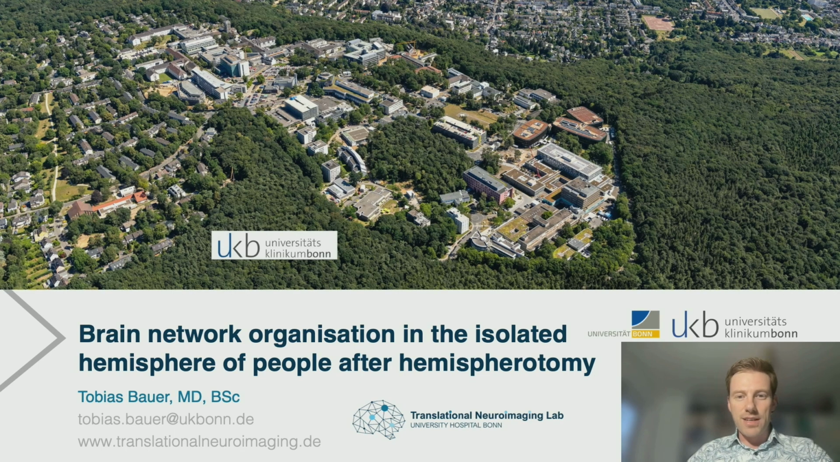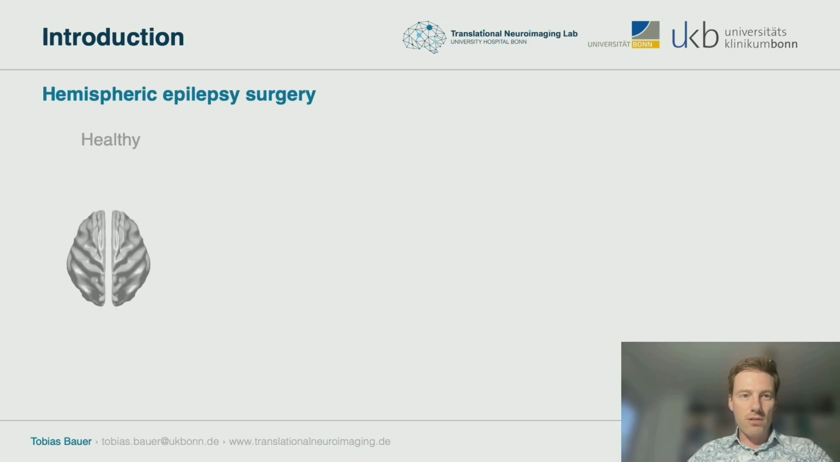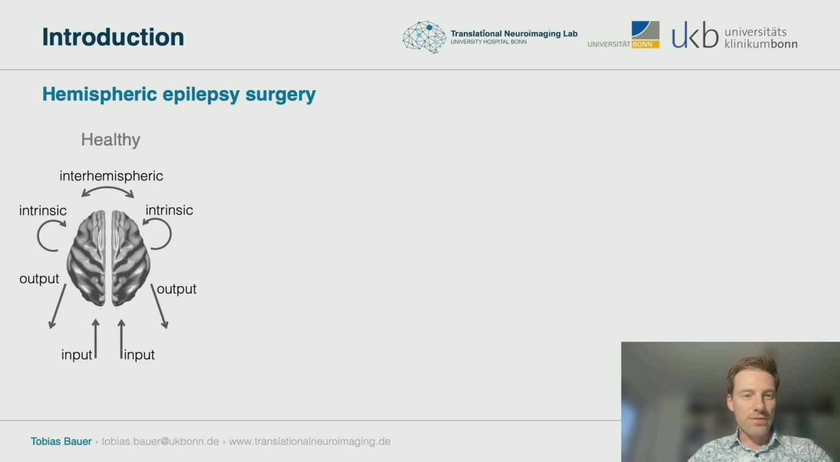Before starting with the neuroscientific part, I wanted to start with a short overview of the hemispherotomy techniques, or the hemispheric epilepsy surgery techniques, and an overview of what is actually cut in terms of connectivity. Just as a schematic, a healthy brain consists of two hemispheres, as we all know. They are connected, so there are interhemispheric connections. There is intrinsic connectivity in each hemisphere, and there is an input and an output to each hemisphere. This is a normal brain.